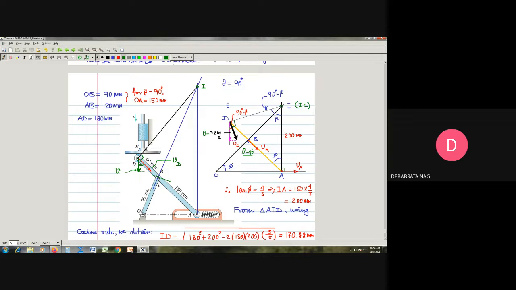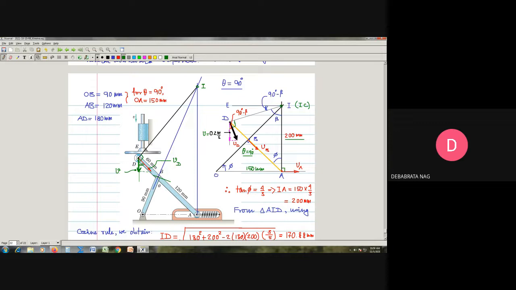We have just now calculated that OA is equal to 150 millimeter. So if this is 150 millimeter and tan phi is 4 by 3, it is obvious that IA will turn out to be 200 millimeter. So that will be the angle that we can get. Once I know this, now my objective will be to find out this angle beta.